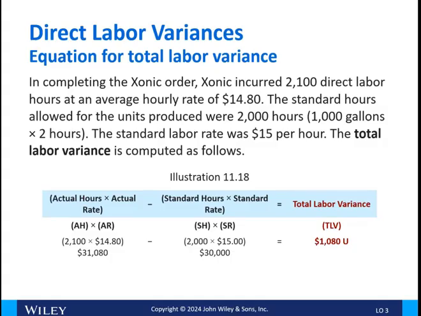Actual hours times actual rate, 2,100 actual hours at $14.80 per hour, $31,080. We're going to subtract our standard hours times standard rate, 2,000 hours at $15 per hour, $30,000. We see that we're $1,080 unfavorable. So our total labor variance is unfavorable.